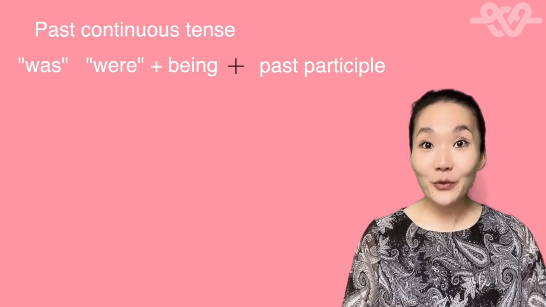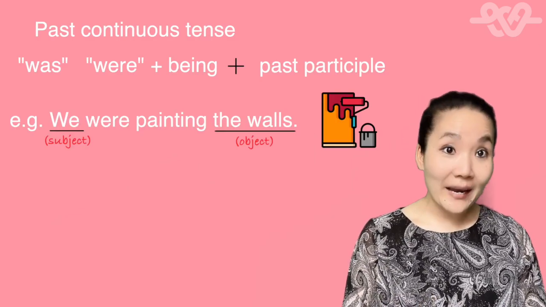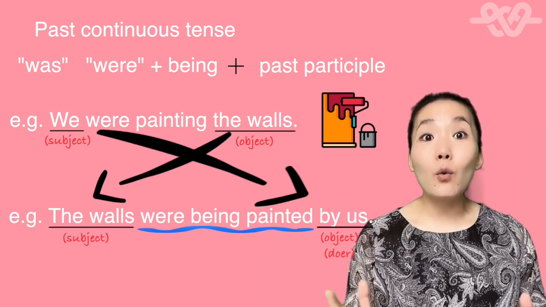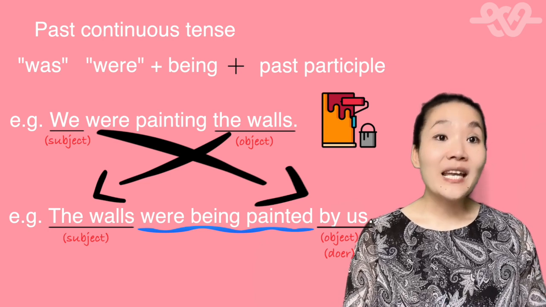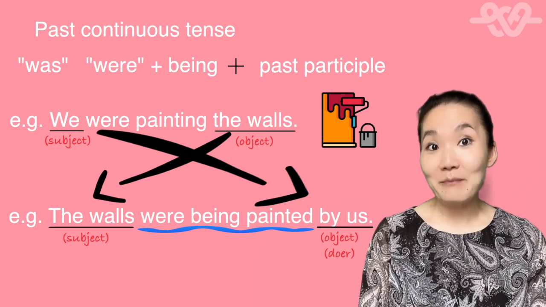We can also apply the same principles to other tenses, like the past continuous. Consider the active voice sentence. We were painting the walls. In passive voice, it becomes the walls were being painted by us. Here, the walls become the focus as they're being painted.